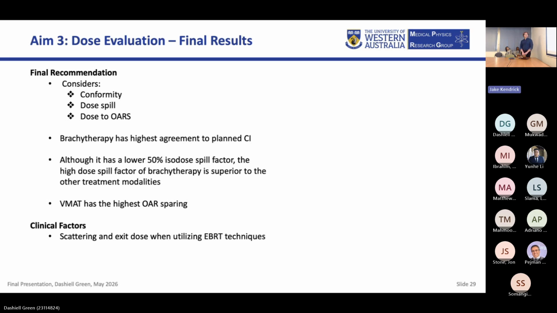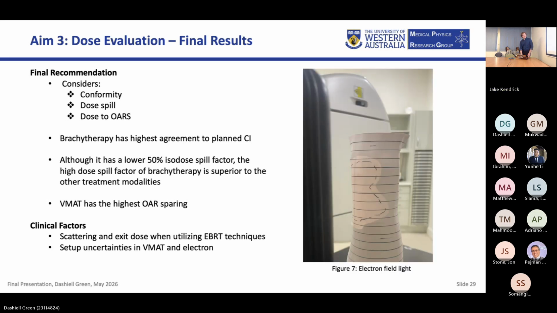So scattering and exit dose when utilizing external beam techniques weren't taken into account, and neither were the setup uncertainties in VMAT and Electron. It was already pretty difficult to line up the Electron field beam with the phantom, so I can't imagine how much more difficult it would be for a patient actually moving around. Time of treatment does need to be taken into account. VMAT and Electron are relatively short and consistent no matter the lesion size, whereas brachytherapy will increase or decrease depending on the lesion size as well as the source activity.